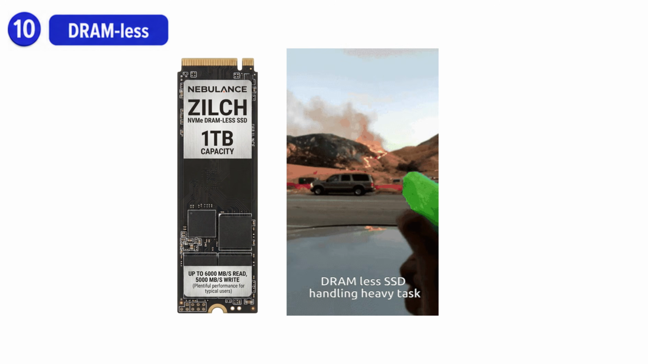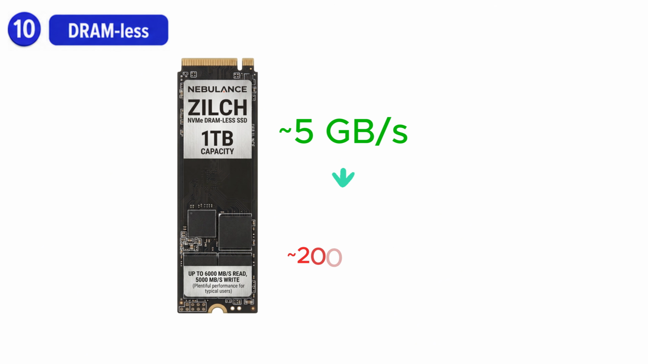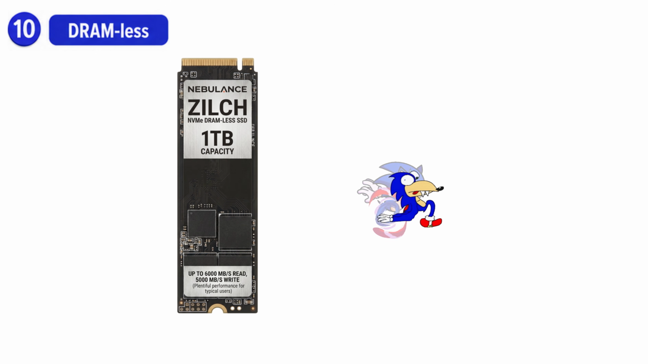However, during extensive sustained writes, speeds may plummet from several gigabytes per second to just a few hundred megabytes per second once the cache is depleted. Imagine it as a sprinter who starts off strong but tires out quickly.